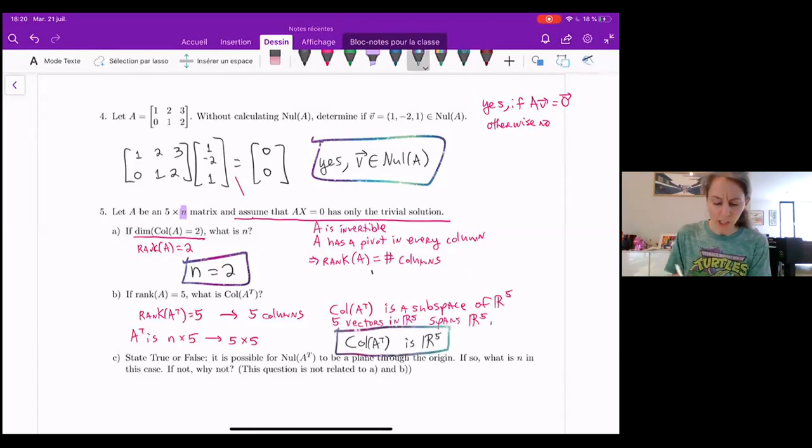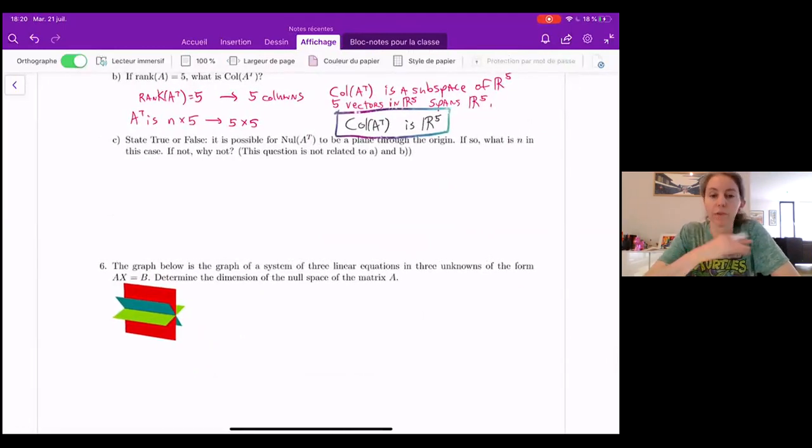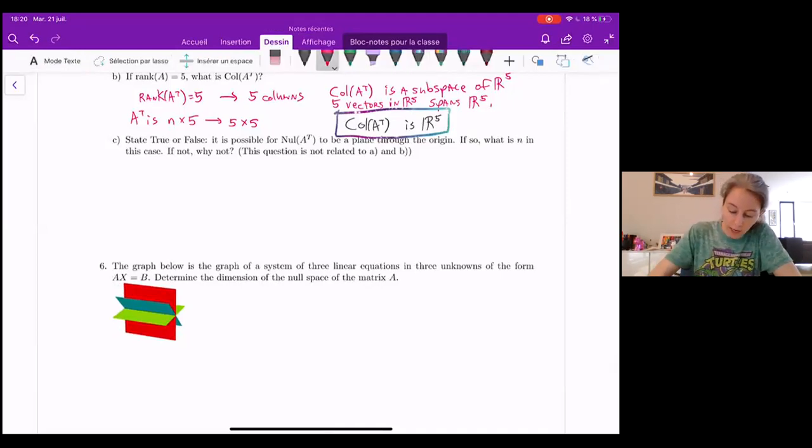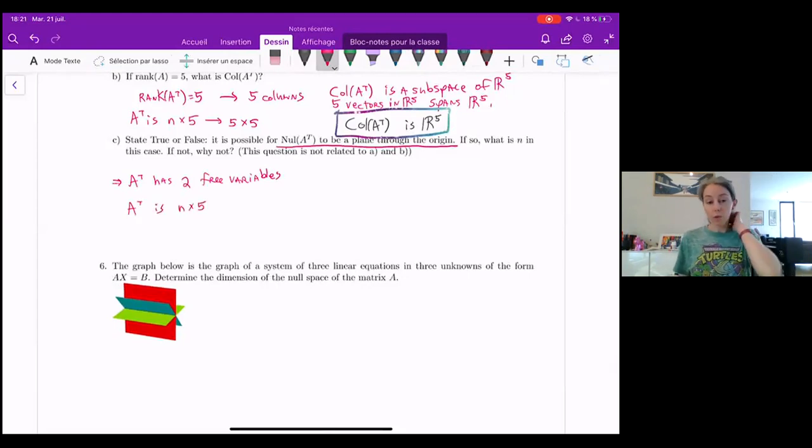Okay, now this last one's really gonna make you think. So state true or false. Is it possible for the null space of A transpose to be a plane through the origin? What this is saying is that A transpose has 2 free variables. Now I remind you, A transpose is n by 5. So this would be fine. So yes, it's possible to have 2 free variables if there are 3 pivots.